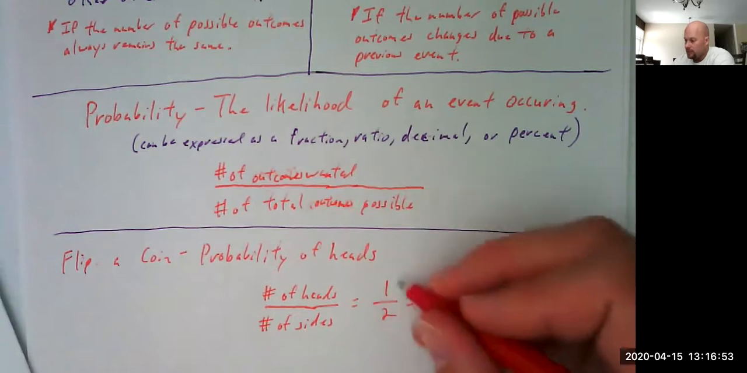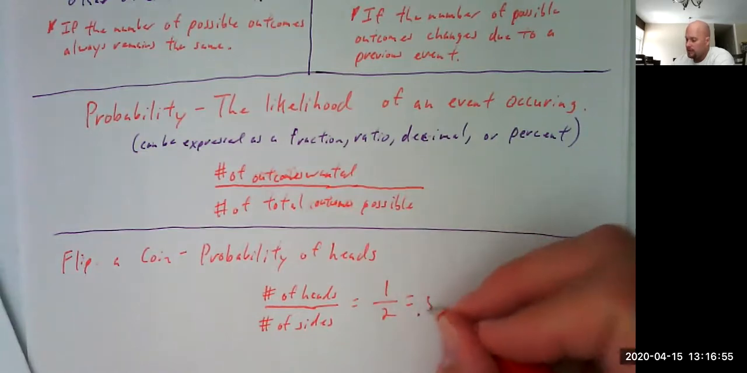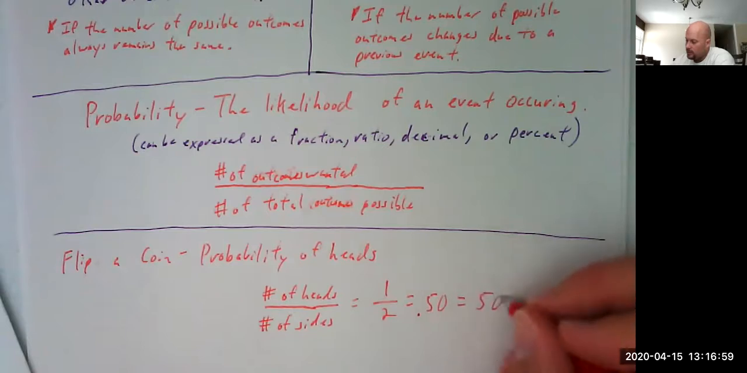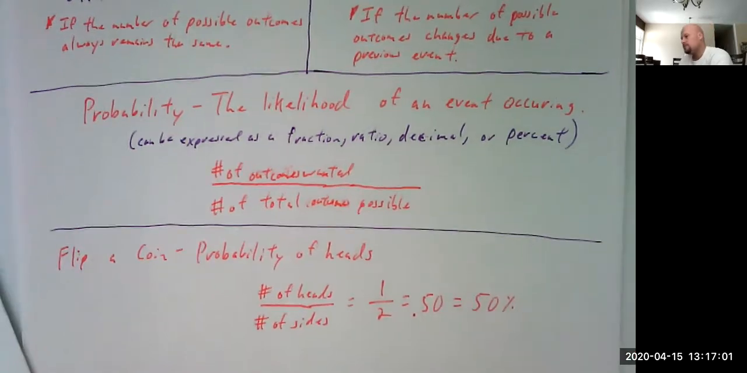So we can write that as a fraction. We could also actually divide that and write it as a decimal, or we could move that decimal place over and write it as a percent. Now, when I write it as a fraction, again, that is another way of saying that we're writing this as a ratio. It's a 1 out of 2 chance. So again, that is a comparison.